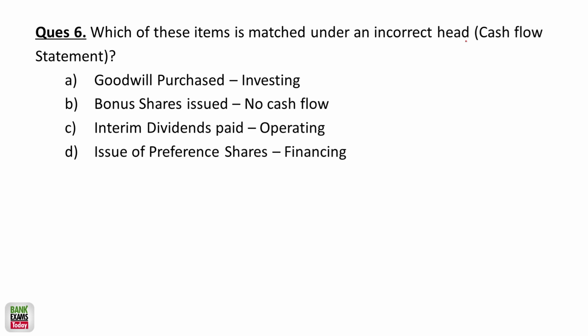So let me know which of these items is matched under an incorrect head. Cash flow statement. Goodwill purchased is investing. Bonus shares issued, no cash flow. Interim dividend paid, operating. If you know the correct answer, just let me know.